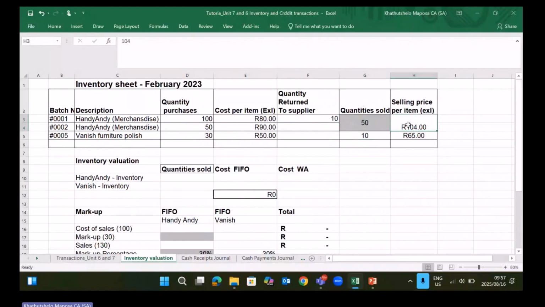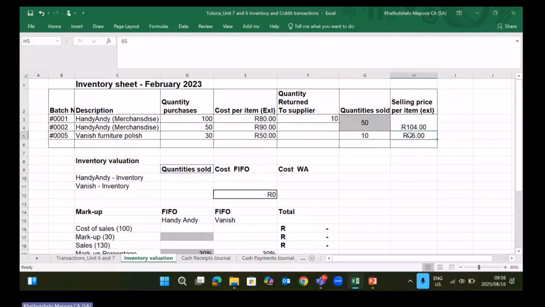I'm explaining this so that we can understand where we're coming from. The prices exclude VAT. Remember what we have just learned recently, how to go back to calculate the VAT, how to calculate the amount including VAT. The same principles apply.